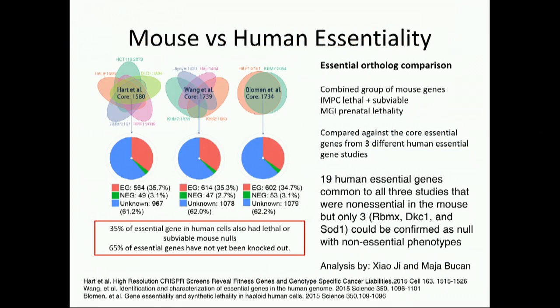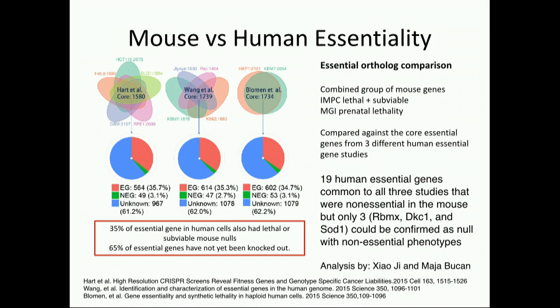As we move on and consider the differences between mouse and human in terms of essentiality, studies have been done in cell lines to try to identify genes that are essential in human cells. So we looked at this group and compared them with the essential genes that we had recovered in the mouse. 35% of these could be compared, but 65% represented models where there were no mouse mutations yet.